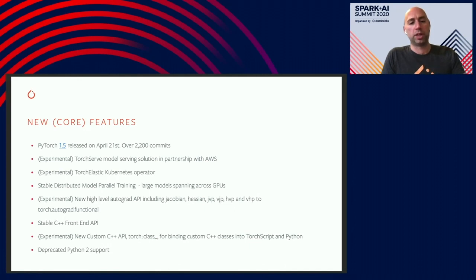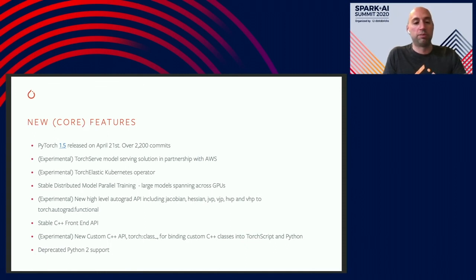We added experimental support for the new high-level autograd API. So, for example, if you're doing Jacobians or Hessians or Jacobian vector products or vector Jacobian products or Hessian vector products and so on and so forth, these are really great if you're doing research. Some of the work out of Anima Anandkumar's lab at Caltech is an example. So I would definitely check those out.